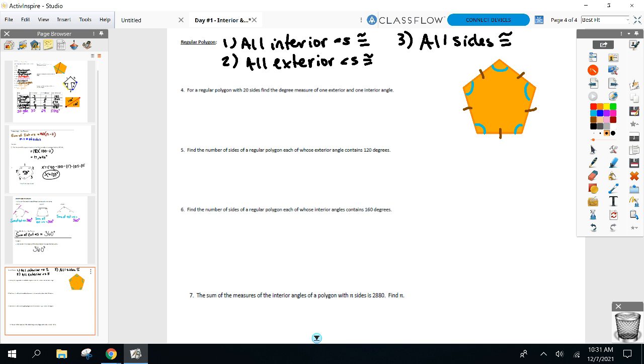Here you go. You already know it's got 20 sides. That's all I need to give you. Find one interior and one exterior based on what we did already today. Think about it. I don't want to know the sum, but that may help you. I want to know what one is.